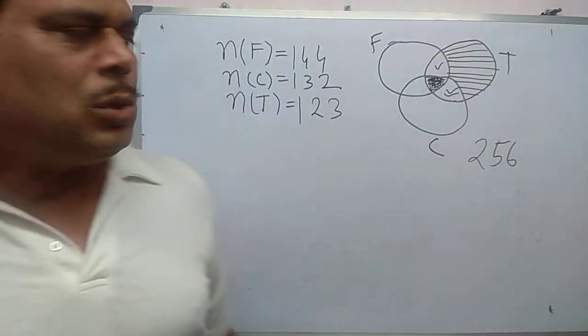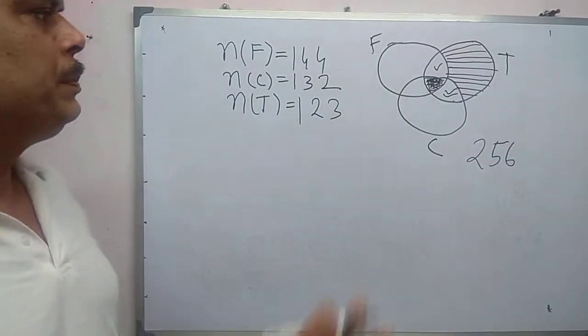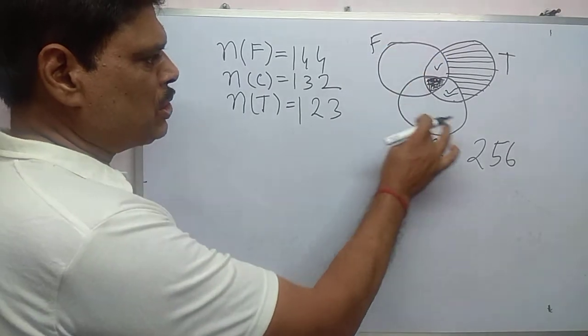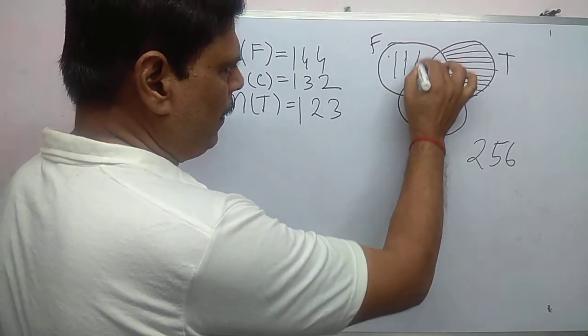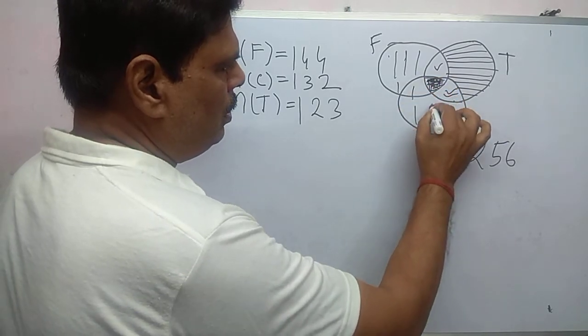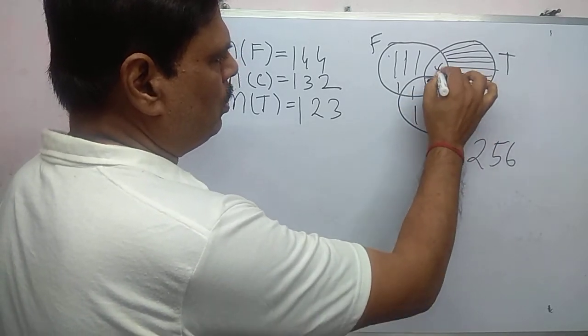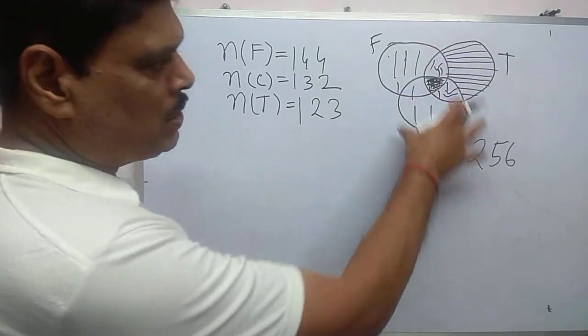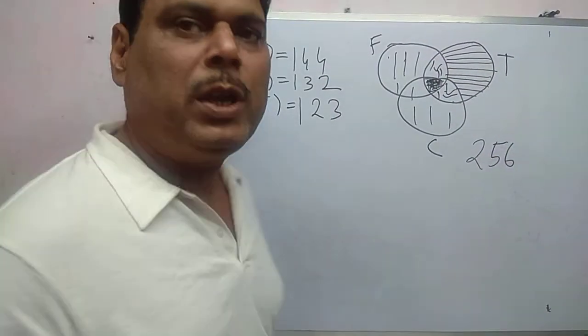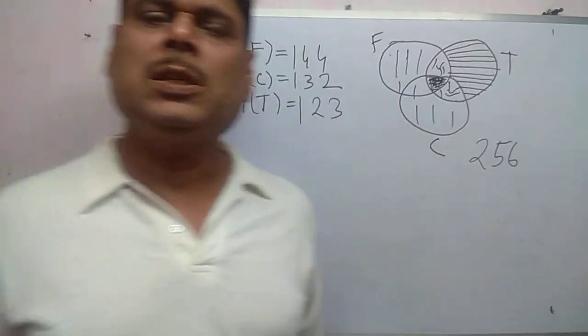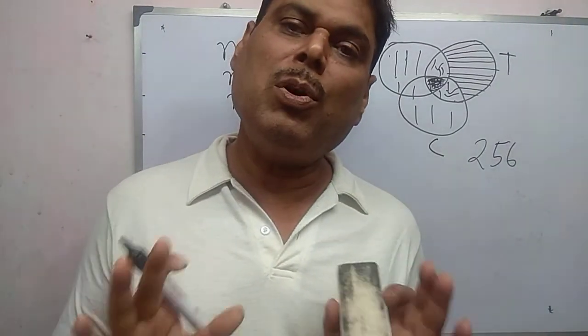So to get it, imagine if we can find this, that is, I am making a vertical sign. Look, if we can find this region, then subtracting from 256 we can get the desired result, that is the number of persons involved only with tennis.